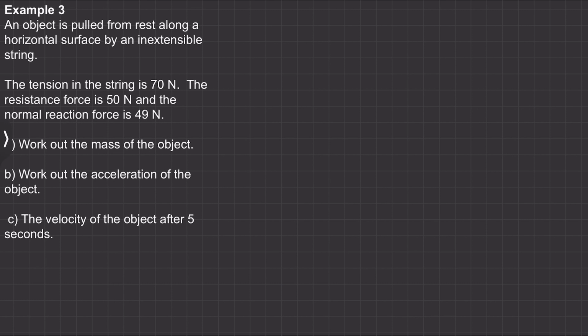In example 3, we're told that an object is pulled from rest along a horizontal surface by an inextensible string. So the inextensible bit means that the string does not stretch or compress. The tension in the string is 70 newtons, resistance force is 50 newtons, and the normal reaction force is 49 newtons. And we've been asked for part A to work out the mass of the object. So if you want to try this question yourself, you can pause the video, and when you come back, we'll go through the worked solution.